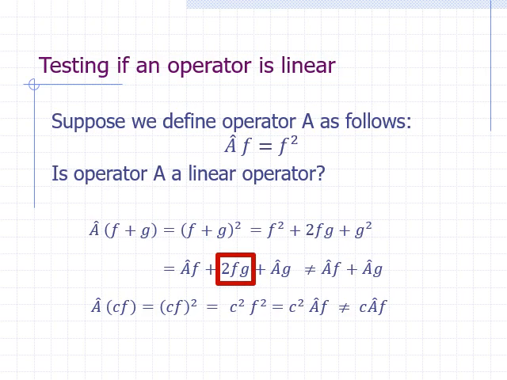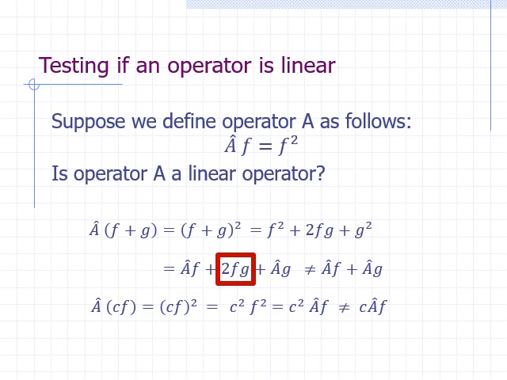Therefore, operator A in this case does not satisfy the first condition. At this point, we can conclude that the operator is not a linear operator. We don't need to check if it satisfies the second condition, but let's do it anyway.